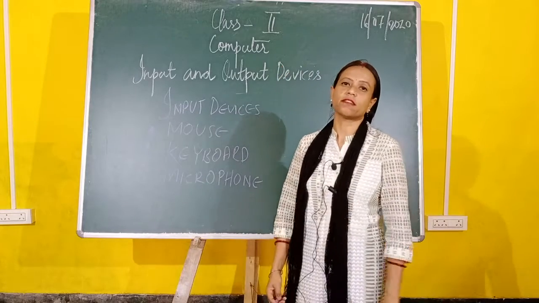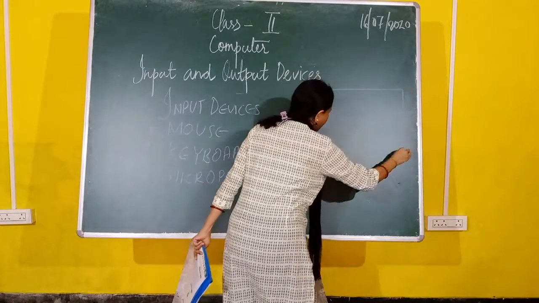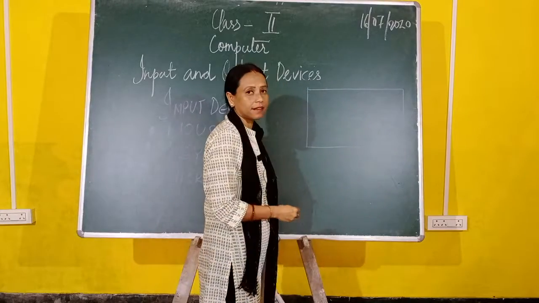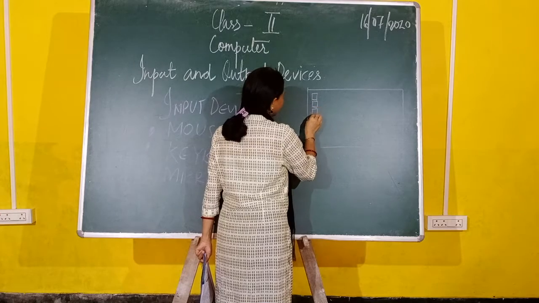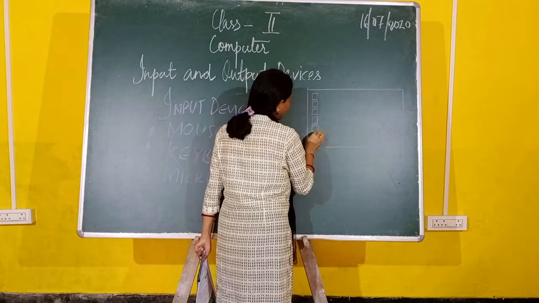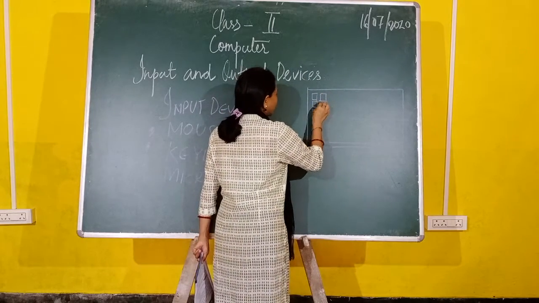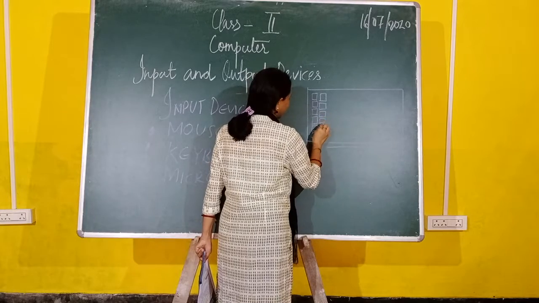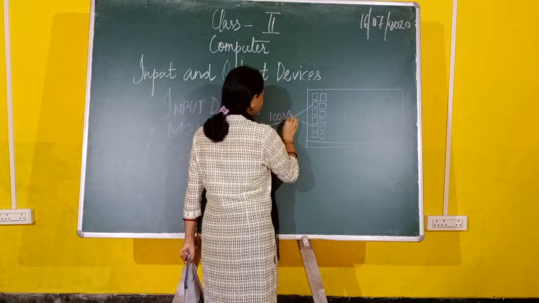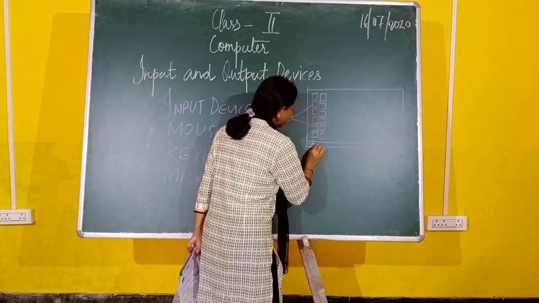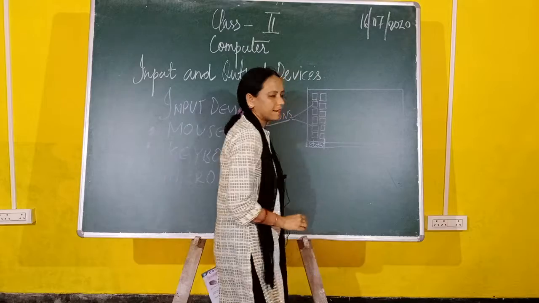Now, why is this mouse called an input device? Let's check it out here. This is your monitor. We can see small pictures here. These small pictures are known as icons. Here you have the taskbar, and on the taskbar you have a start button and some useful icons also.